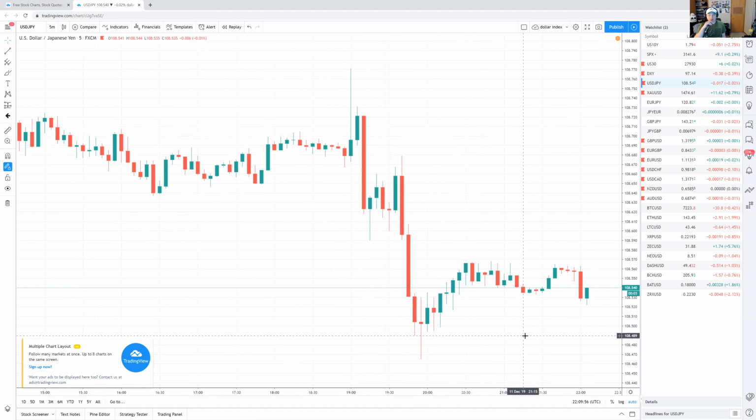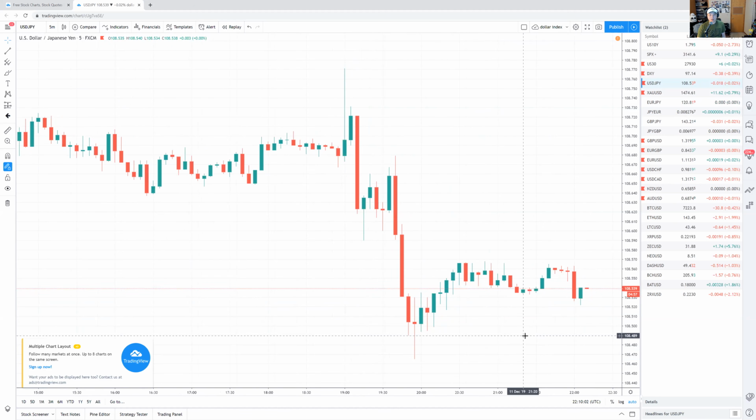Based on the 5 minute chart right now, I'd be looking to buy USD JPY as a pullback going back up. I would target the first resistance price here at 108.57. Now, it came all the way down with the wick here at 108.47.